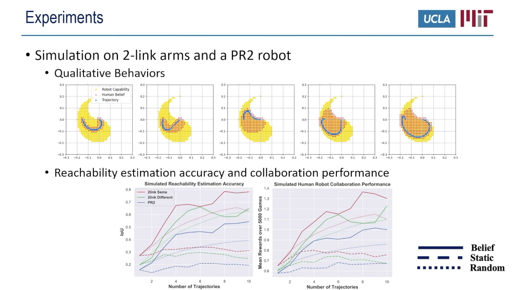Now we look at some quantitative results. We simulate the human's estimated reachability after seeing some demonstrations and compare it with the ground truth using an intersection of union measure. Given the reachability estimation, we also simulated the performance of the team in the subsequent table clearing task. Our method, visualized in solid lines, outperforms the baselines for all the robots.